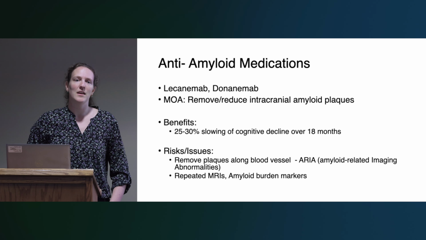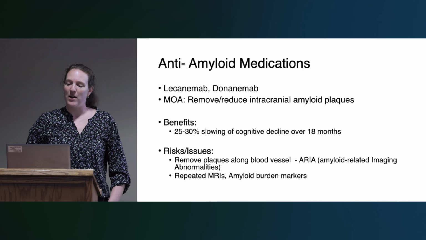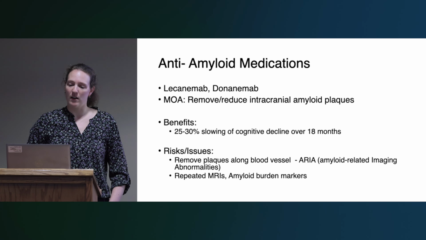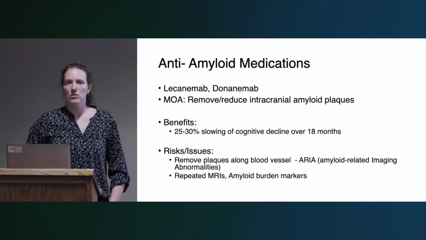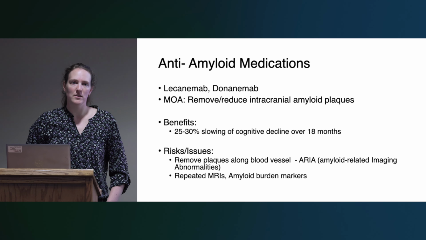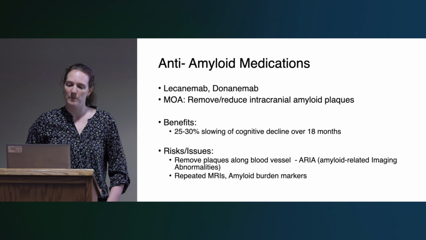So the way it works is they give you a series of infusions over about 18 months. And during that time, there is about a 25 to 30% slowing of cognitive decline during that window. We don't currently do multiple rounds in most cases. It's more of a one-time thing.